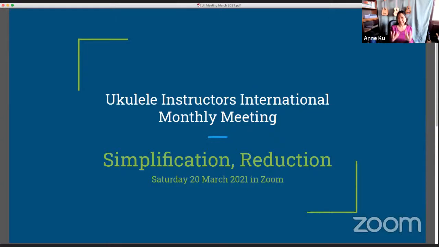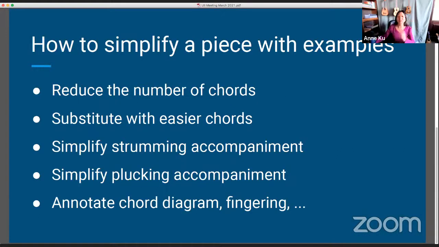Sometimes I think it's easier to simplify somebody else's work rather than your own work, because you might think it's obvious, it's easy. So what I've been doing is inviting different composers, arrangers, and transcribers to send me their music so I could look at it and then deconstruct it for my teaching. Today we're going to talk about how we simplify a piece and give some examples. Sometimes we have to do extra more than what's written there. So let me stop share, and let's introduce each other.